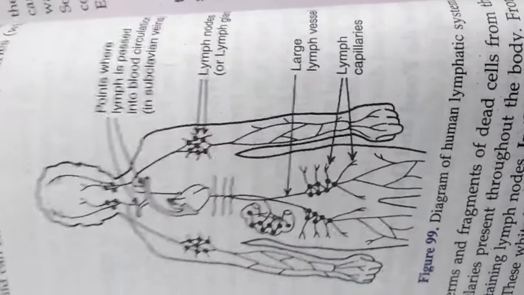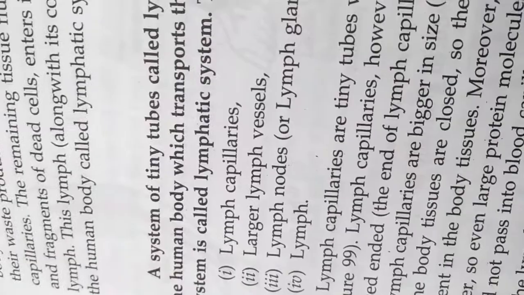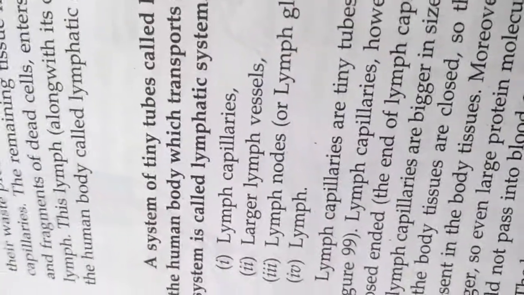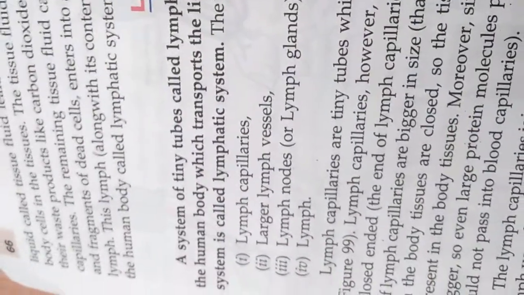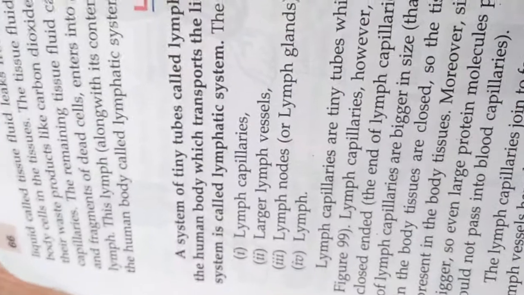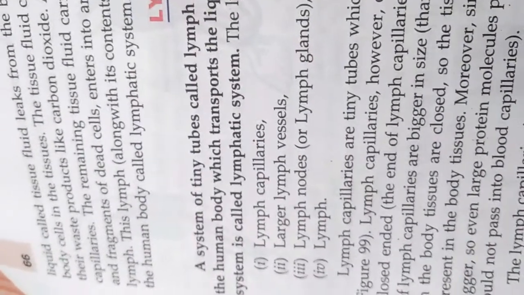Now see, the lymphatic system contains four parts. Like the blood circulatory system, we have a lymphatic system. One is the lymph capillaries, which are very small. Second, lymph vessels. Third is the lymph nodes, and fourth is the lymph, which is the substance, like blood.